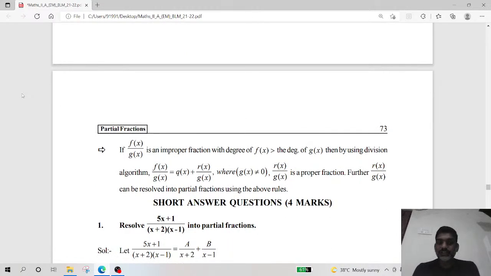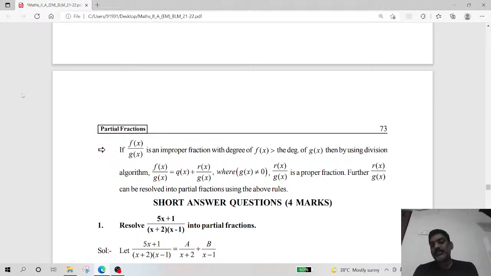If f of x divided by g of x is an improper fraction with the degree of f of x greater than the degree of g of x, then by using the division algorithm, f of x over g of x can be written as q of x plus r of x divided by g of x, where g of x is not equal to 0 and r of x divided by g of x is a proper fraction. Further, r of x divided by g of x can be resolved into partial fractions using the above four rules.